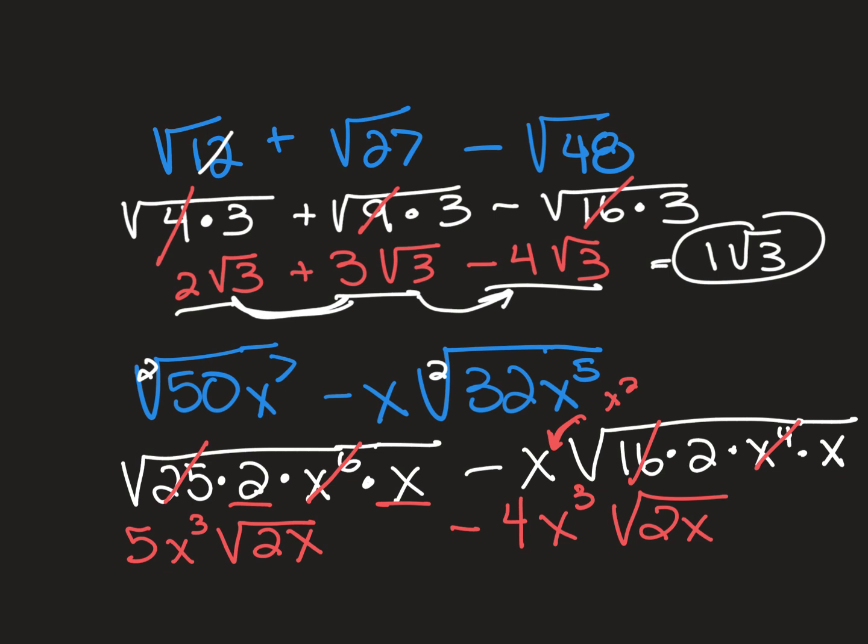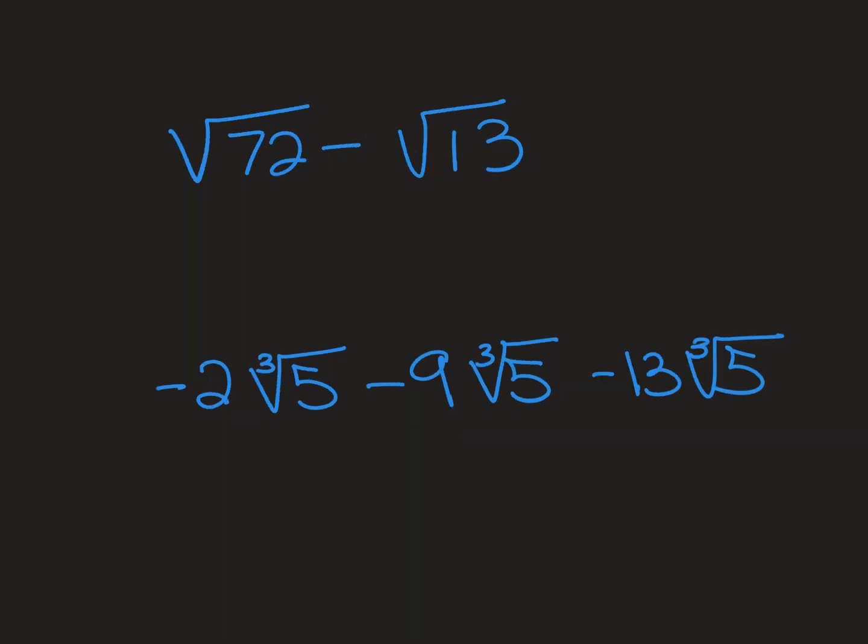Again, by chance, not only are my radicals the same, but my coefficients are also like terms, which is good. 5x cubed minus 4x cubed leaves me with 1x cubed. And then, of course, the square root of 2x, which is what makes the terms the same. We have a couple more examples we're going to work on.